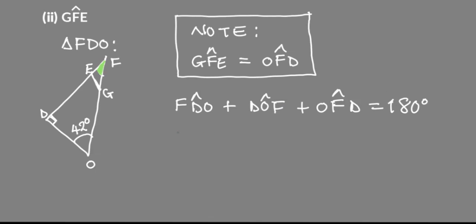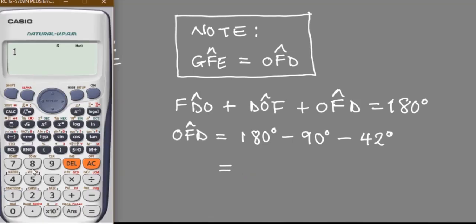So we're going to be left with OFD is equal to 180 degrees minus the angle FDO. FDO is 90 degrees, you know how we got it. And then DOF is equal to the 42 degrees we were just finding. And so if we punch this on a calculator, the value it gives us is the angle GFE. 180 minus 90 minus 42. That gives us 48 degrees.